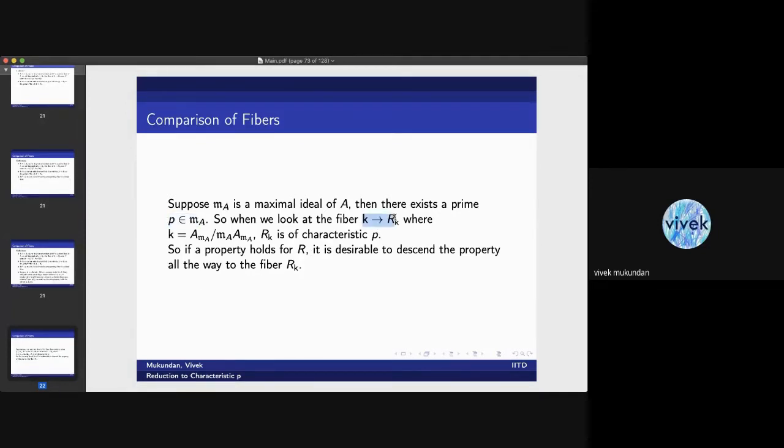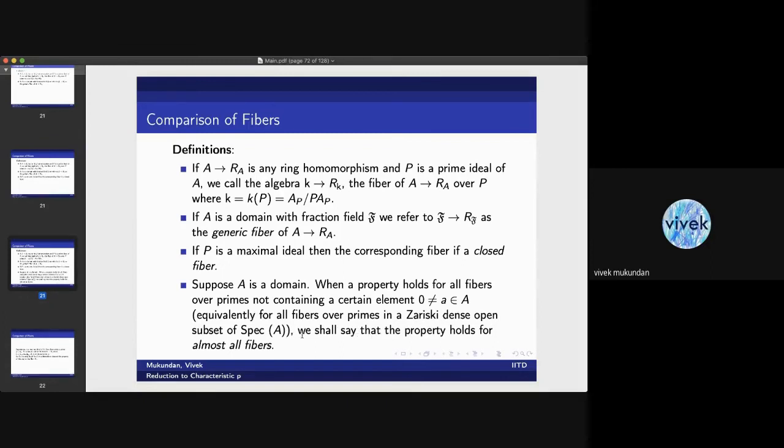If you look at the fiber RK for RA at MA, then K will be A_MA modulo MA. RK will be of characteristic P. So if a property holds for R, then it is desirable to descend the property all the way to the fiber RK. This is the main idea behind descending to characteristic P. So what properties you have in R can you actually push to the fiber RK? And remember this definition again. Some of the properties we discussed here will be true for almost all fibers. Not all fibers, but almost all fibers.